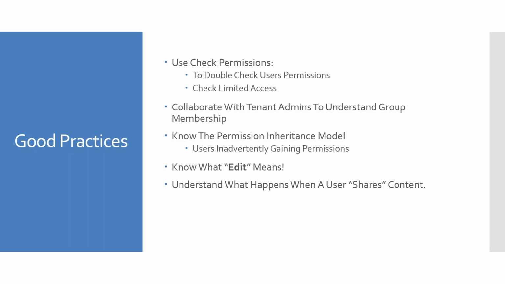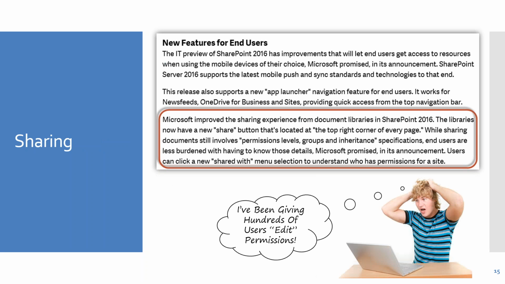So the last thing we are going to look at is what happens when a user shares the content, and that's by using the share button. So there was this note by Microsoft. It's referring to 2016, but it's also relevant to 2013 and also Office 365. And that is that the share option allows end users to be less burdened with the details when they're assigning permissions. Basically, they can share something as you would do in maybe Facebook to grant permissions to somebody. Well, let's just have a quick look at that.